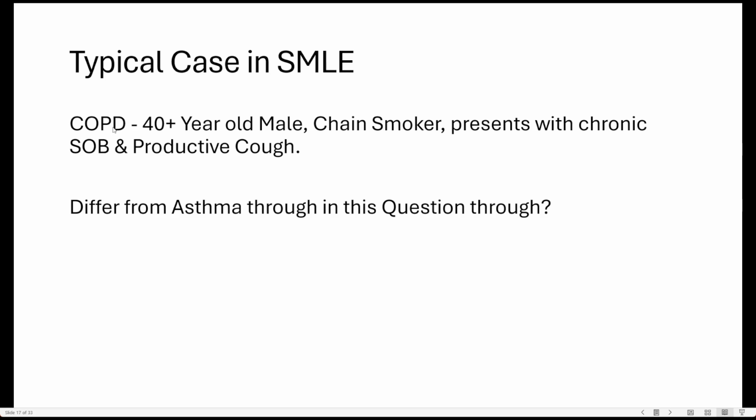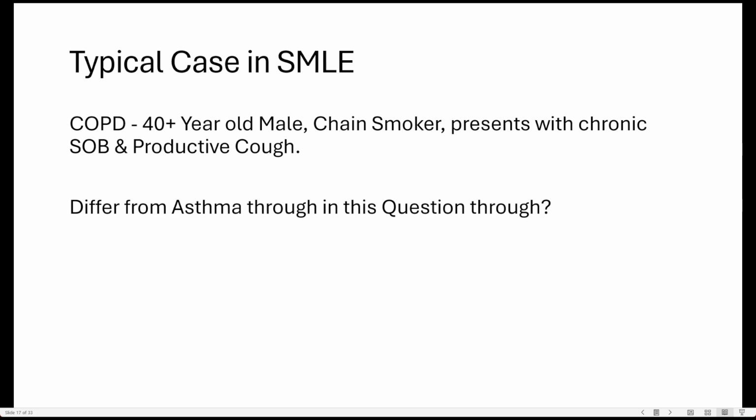So now we can summarize what will be the typical case in SMLE. It will show, in a case of COPD, a 40-plus-year-old male who is a chain smoker who presents with chronic shortness of breath and productive cough. Now, when you read this case, you want to differentiate COPD from asthma. How can I differentiate COPD from asthma in just this question?